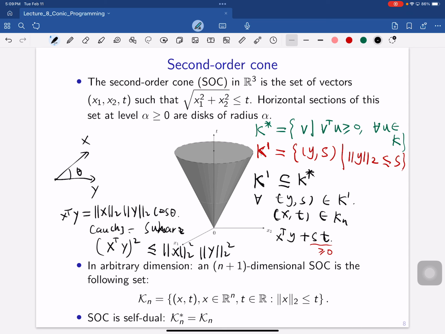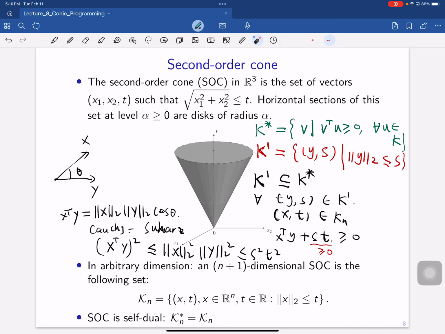And then we know that since they belong to this set separately, the norm of y is less than or equal to s, the norm of x is less than or equal to t, right? So therefore the product is less than or equal to s times t. Okay, so therefore x transpose y plus s times t must be greater than or equal to 0 because of Cauchy-Schwarz. So now we have shown that if you pick any arbitrary point in K1 and an arbitrary point in K, their inner product is greater than or equal to 0. That's why all these elements in K1 must be in the dual cone, right? Because all the elements in K1 satisfy the definition of a dual cone.